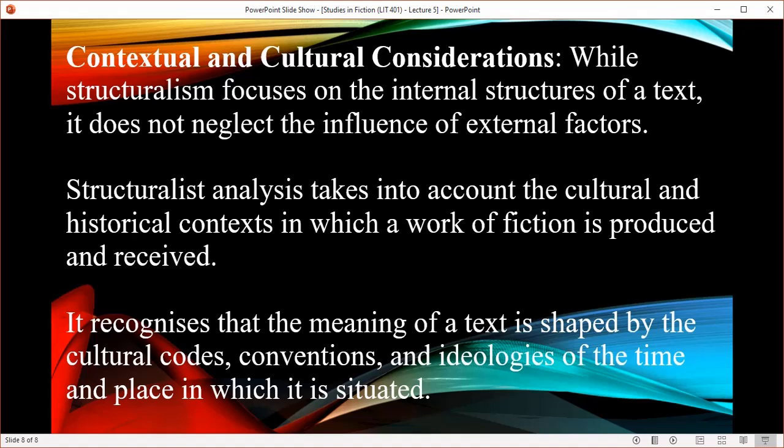So, from what we have done now, we have looked at another theory for analyzing fiction, and that is structuralism. And we have looked at the various principles that make up structuralism.